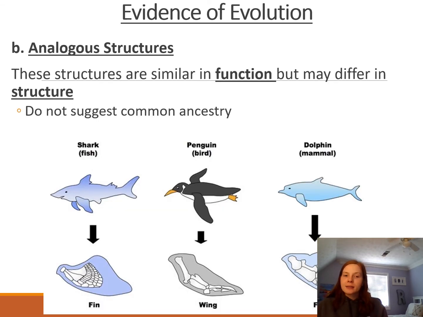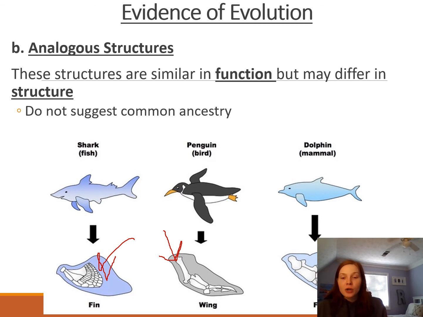Second one is analogous. So these are similar in function, but have different structures. So analogous is basically the opposite of homologous. With analogous, they are used for the same thing. So we have a shark fin, a penguin's flipper, and a dolphin's fin. Okay, all of those are used to propel through the water. But if you look at the bone structure of each, and you have it in your notes, you have it on this screen right here, if you look at the bone structure, they're incredibly different. That tells you that they do not share a common ancestry.